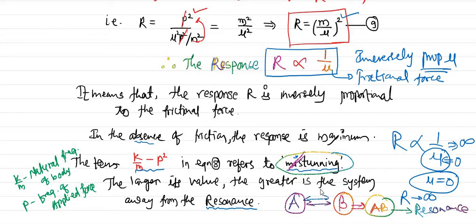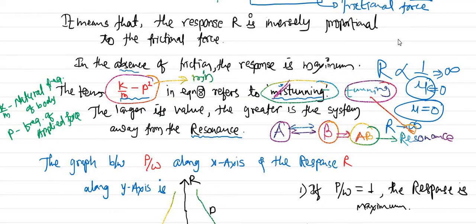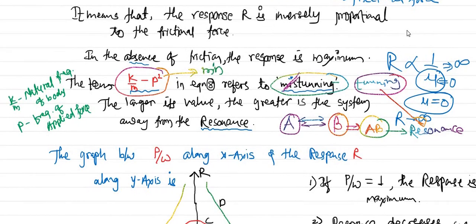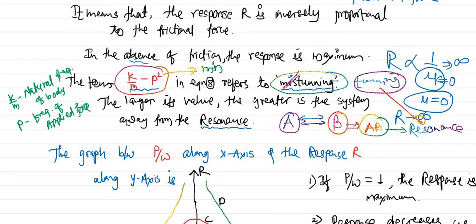But if we are talking about the term k by m minus p square, this is a mistuning term. If this term is minimum, it means mistuning is minimum, which means tuning will be there. So tuning obviously leads to the resonance. Whenever we talk about tuning, that means tuning of both frequencies, one the natural frequency and the other the forced frequency. Then that tuning leads to the resonance. Okay. So the larger its value, the greater is the system away from the resonance.